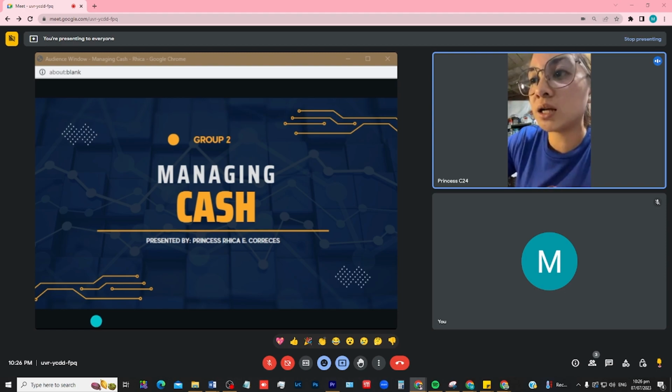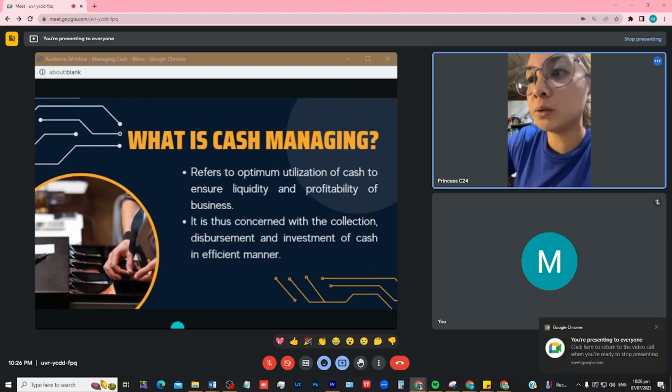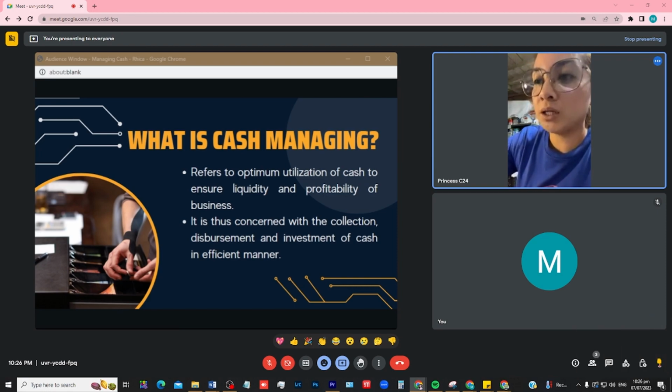First, what is cash management? It refers to optimum utilization of cash to ensure liquidity and profitability of the business. It is thus concerned with the collection, disbursement, and investment of cash in an efficient manner. Also, why is cash management important? Cash management is the process of managing cash inflows and outflows. This process is important for individuals and businesses because cash is the primary asset used to invest and pay any liabilities.